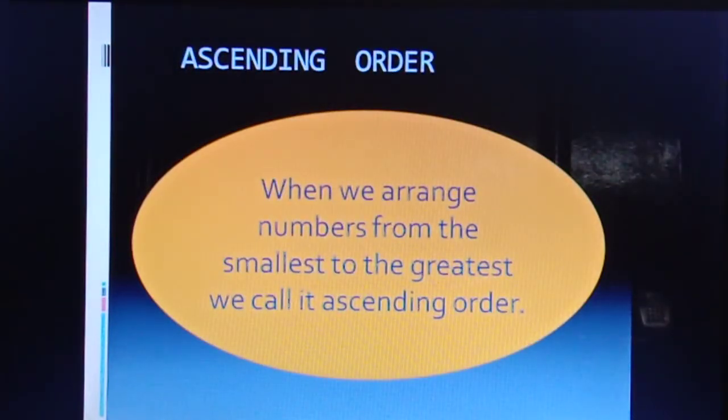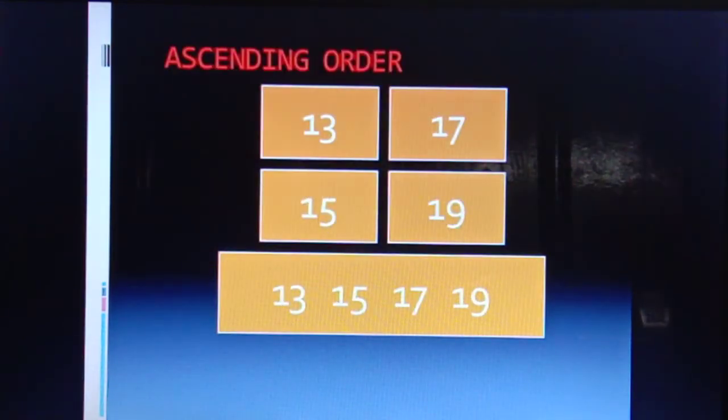Here we are again with a new topic, ascending order. What is the meaning of ascending order? When we arrange numbers from the smallest to the greatest, we call it ascending order. This is the definition of ascending order. How can we arrange numbers in ascending order? Let's move on with an example and understand it more clearly.